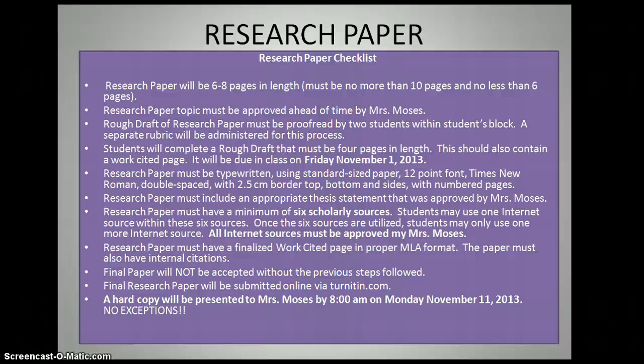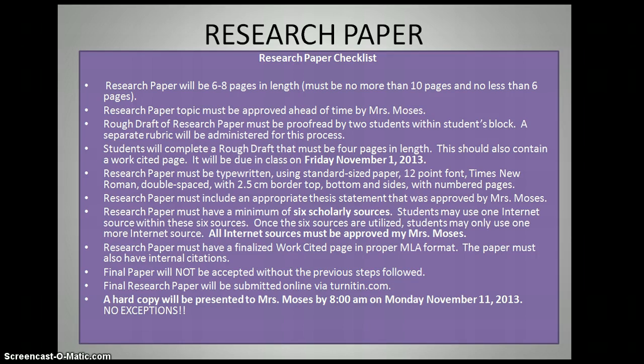Hey guys, it's your most favorite time of the year, and it's when we get to start talking about the research paper. Basically, I'm going to go through some components of the paper tonight. That way I don't have to take up time in class tomorrow, and you guys can spend the entire time essentially looking up topics and starting your thesis statement, etc.